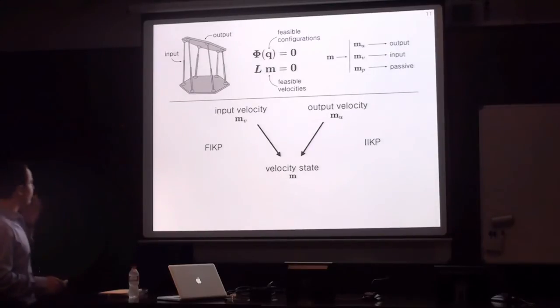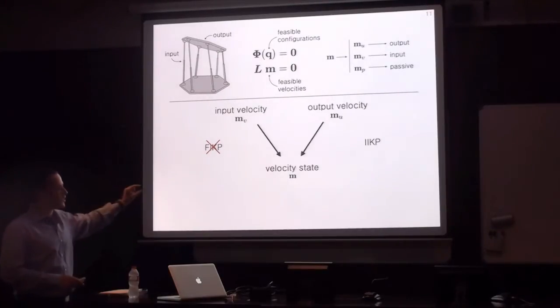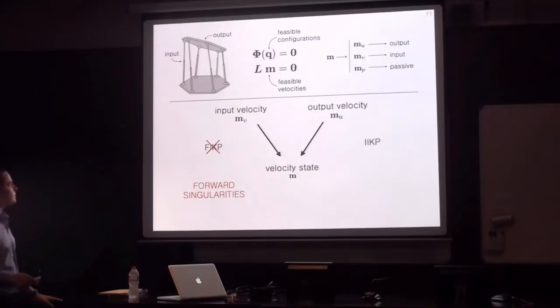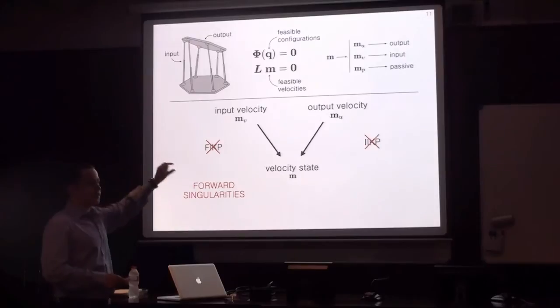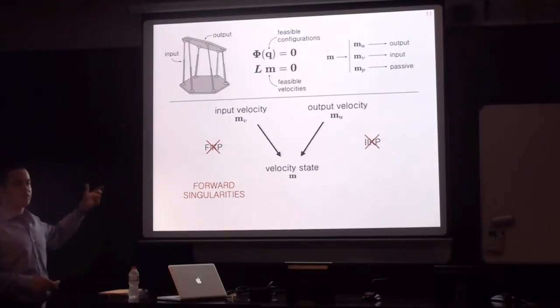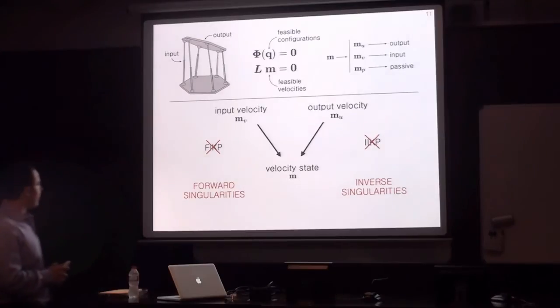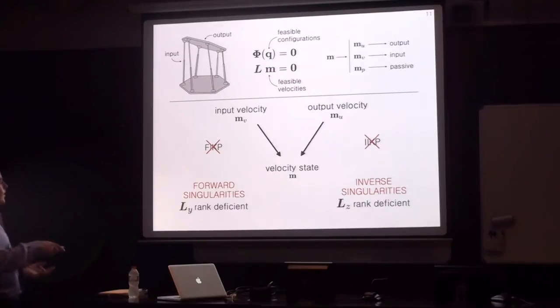For example, if the forward problem is indeterminate, the input velocities mv do not determine a unique value for m, and these are called forward singularities. If the inverse problem is indeterminate, the output velocities mu do not determine a unique value for m, and these are called inverse singularities. In addition, it can be seen that the forward and the inverse singularities are those configurations where two matrices are rank deficient, Ly and Lz.